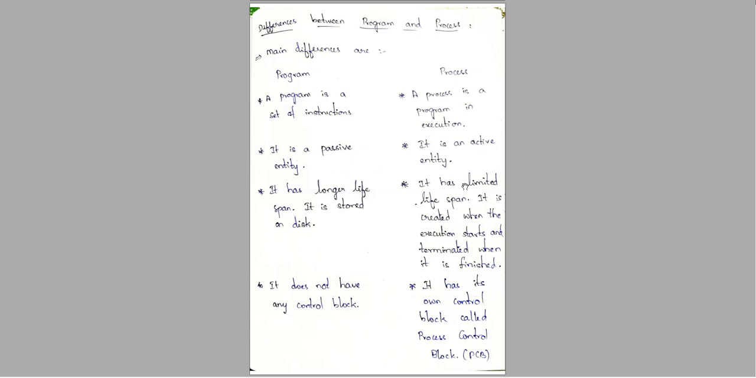Whereas a process, after completion of execution, it ends. So it has a limited lifespan. A program is a passive entity. A process is an active entity. A program does not have any control block. A process has its own control block which stores all the data required. It may require program counters, CPU registers, etc. That we'll see in the next videos. So it has its own control block which is known as the process control block.